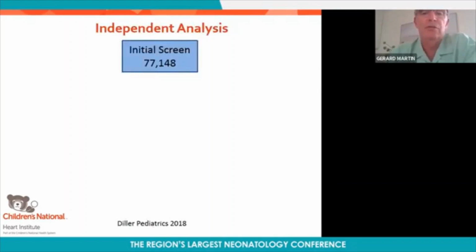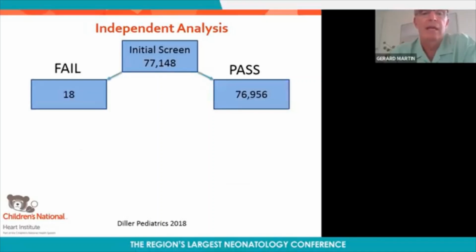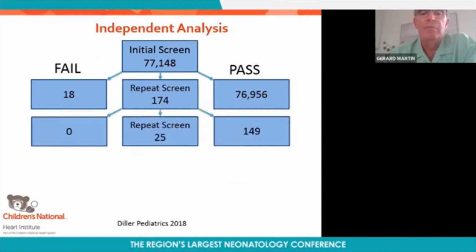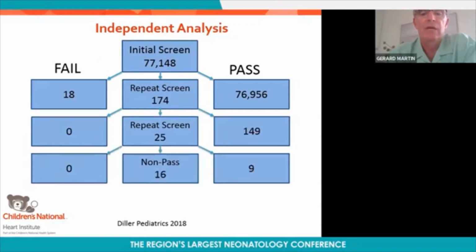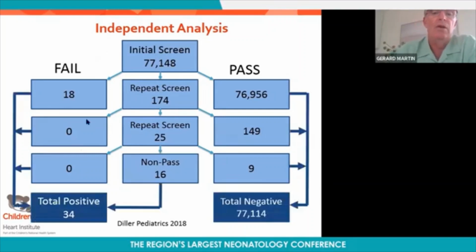If you take the initial screen, 77,000 babies, the majority pass, 18 failed straight away. Of those that needed a repeat screen, 149 passed on the first repeat, with only 25 needing another screen, of which 16 passed on the final screen. So all in all, there was not a tremendous number more that ended up being test positive.